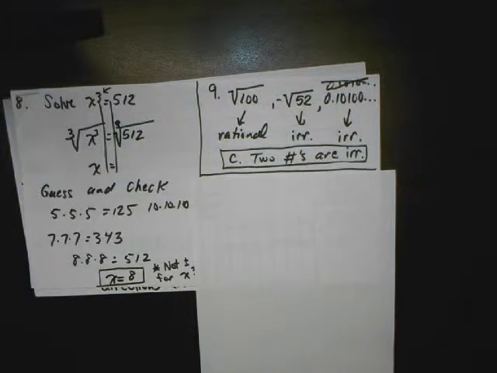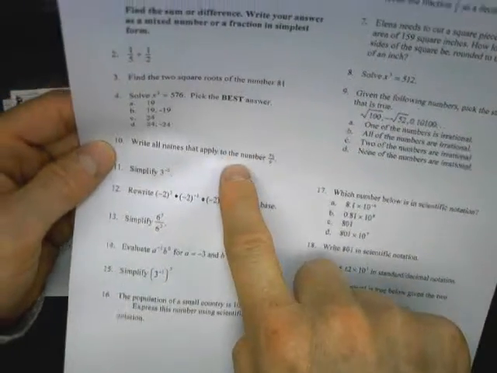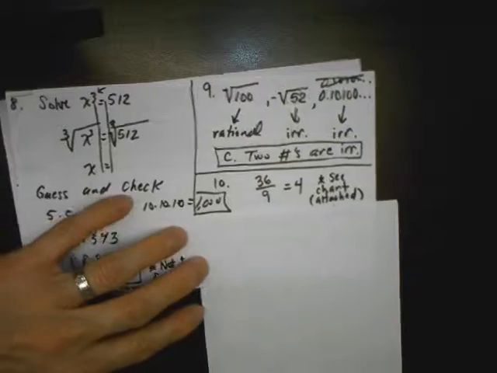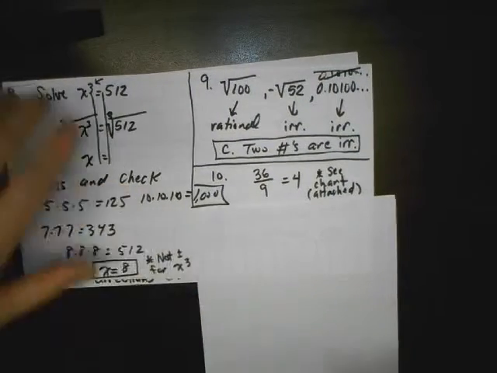For number 10, now remember, we have to slide to the left. You have to go back down here, right? Now what we're going to do is simplify that first. 36 divided by 9 is 4. So now we have to review, how do I know what to call it?